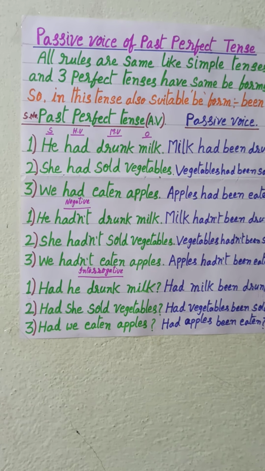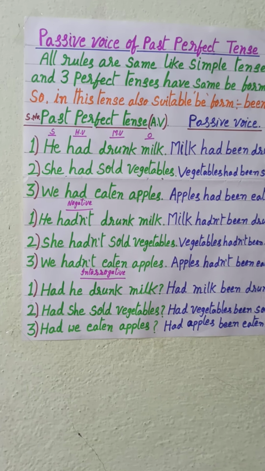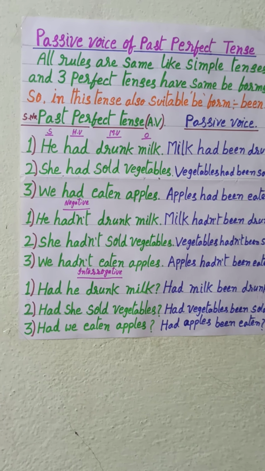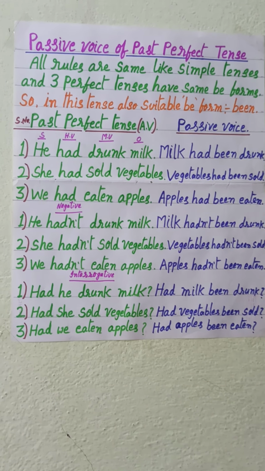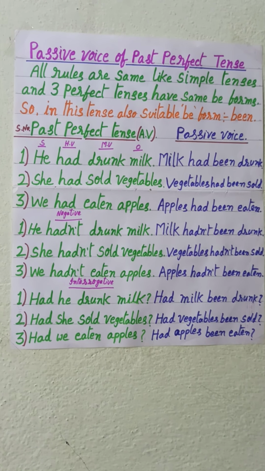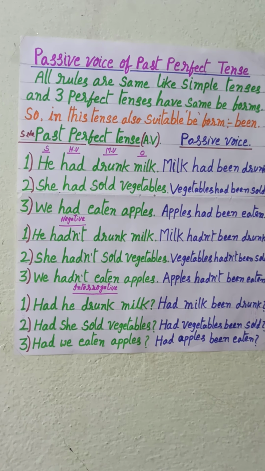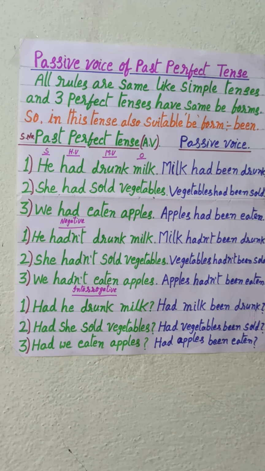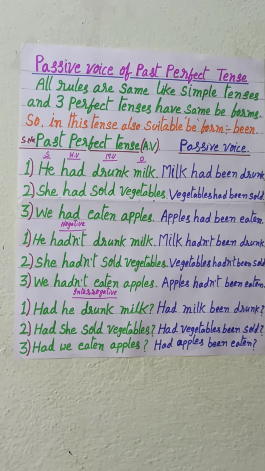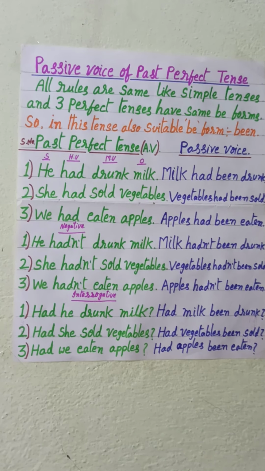Second sentence, she had sold vegetables. In the passive voice, vegetables had been sold. Third sentence, who had eaten apples? In the passive voice, apples had been eaten.